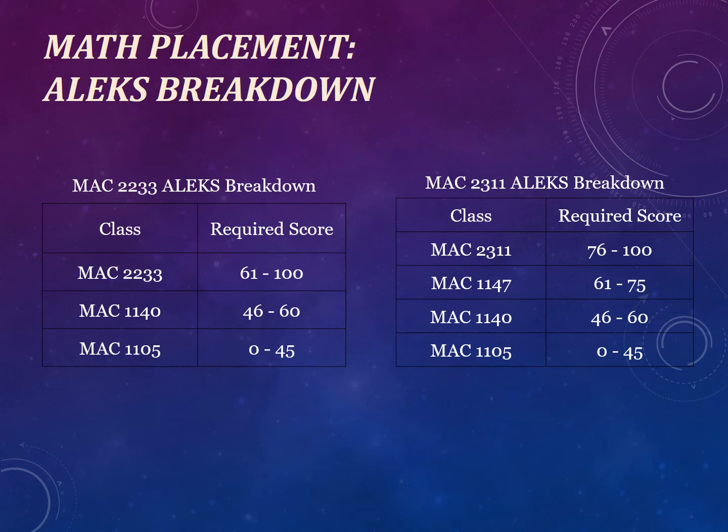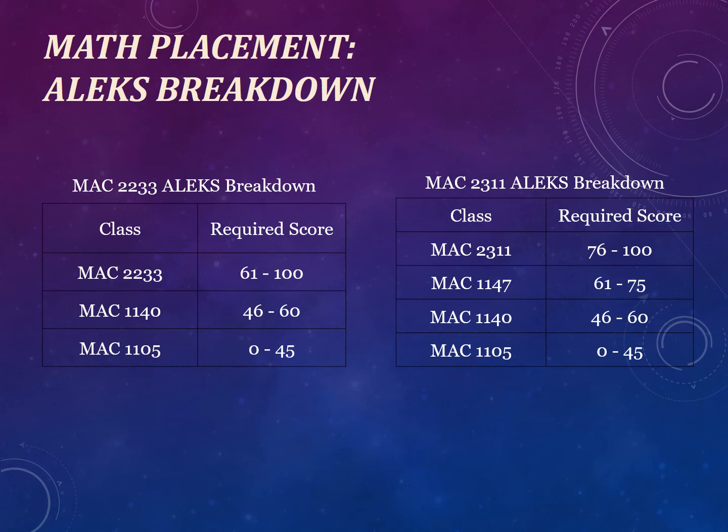So the first thing is that MAC 1105 is now 0 to 45%, and you'll notice that that's the case on either side of the sequencing. MAC 1140 is now 46 to 60%. If a student scores somewhere in there, they're testing into MAC 1140. And this is where, after this, things differ.